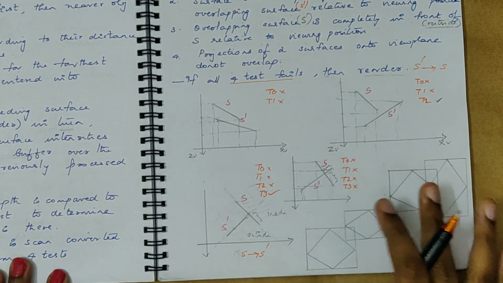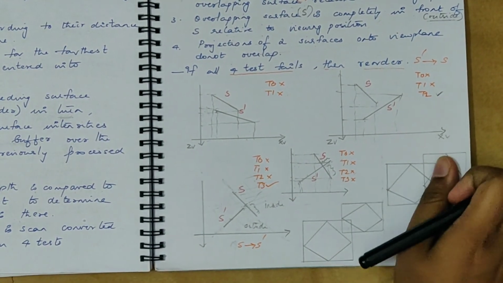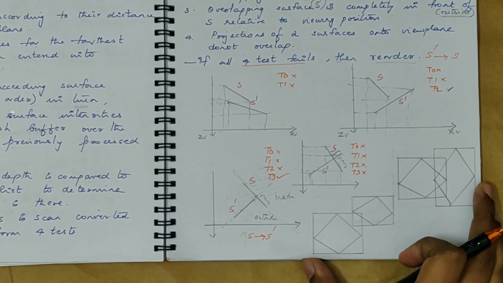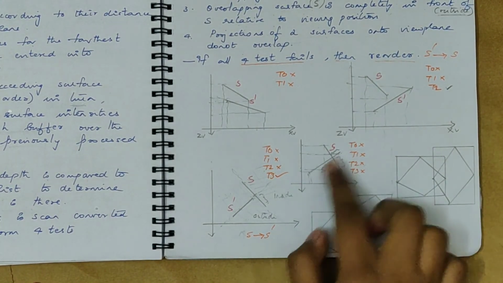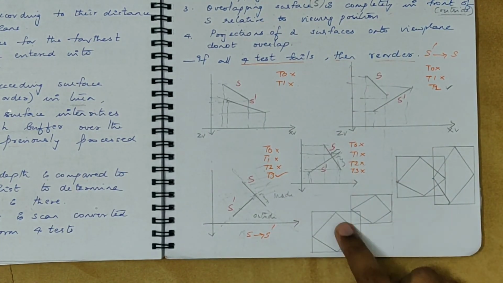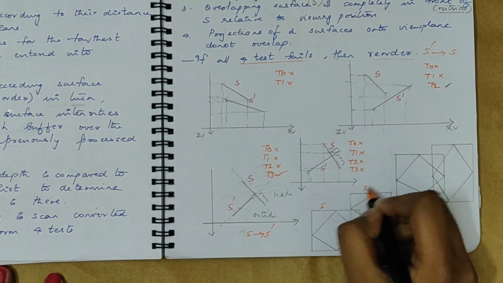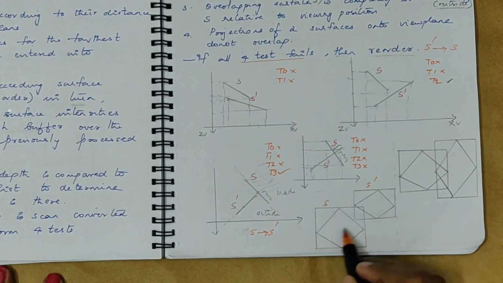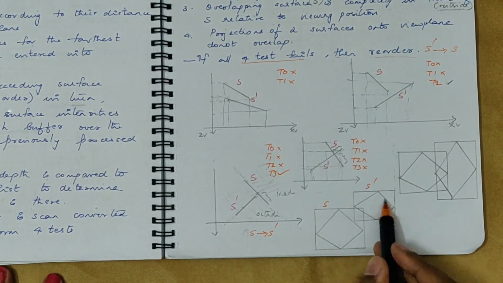So finally, what you have to do is go and check the last test, which is that the projection of the 2 surfaces onto the view plane does not overlap. The projections should not overlap. So if you project these 2 surfaces onto the XY plane, you are taking the projection. Let us look at this example. Suppose this is the projection of the 2 surfaces, suppose this is S and this is S dash. Here you can see that there is no overlap on the view plane.